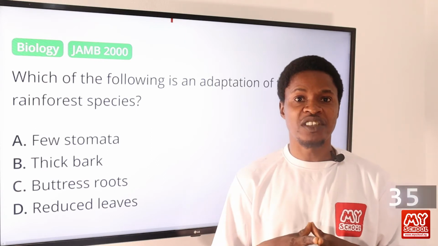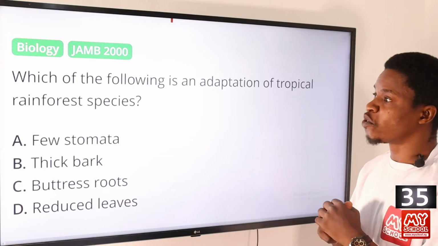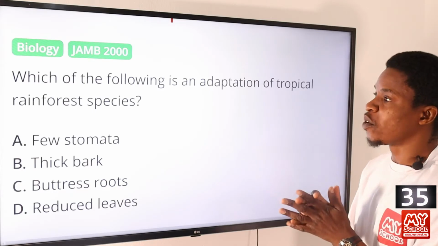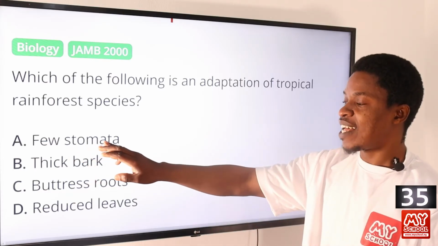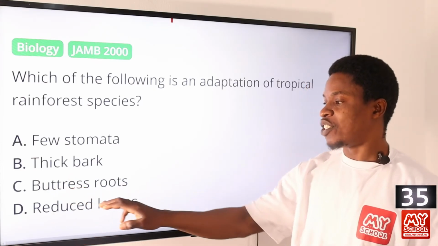Now let's move on to question number 35. Which of the following is an adaptation of tropical rainforest species? Adaptation of tropical rainforest species. We have option A: fused stomata, thick bark, buttressed roots, and then reduced leaves.